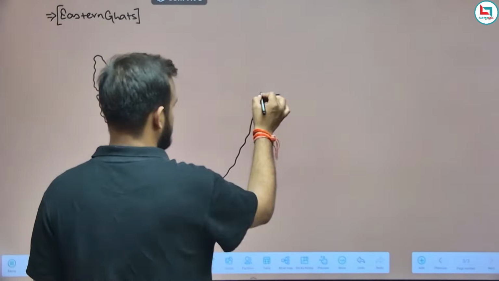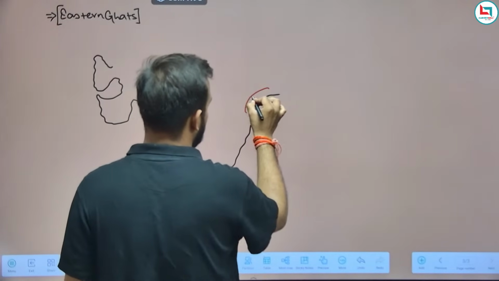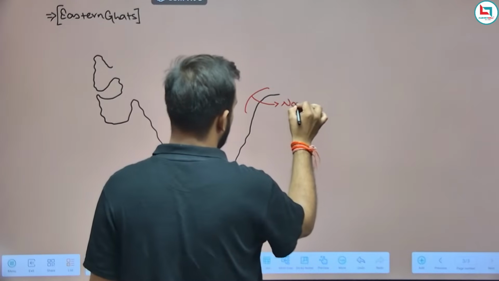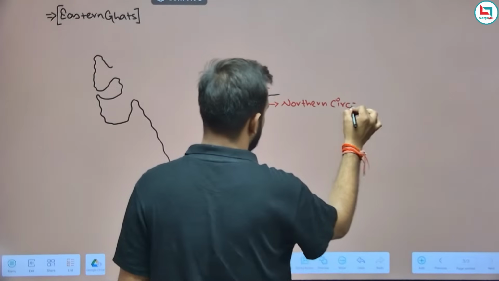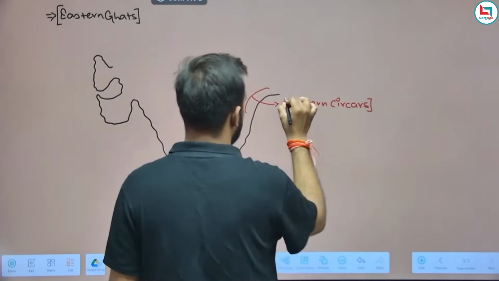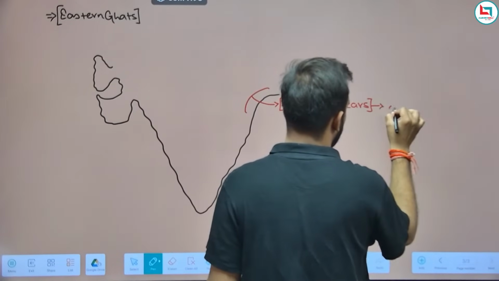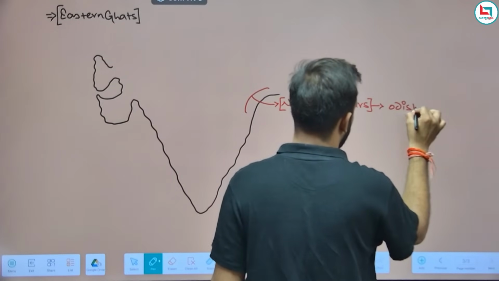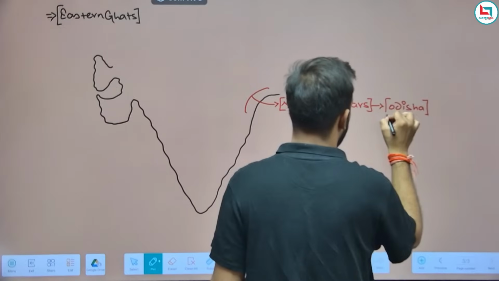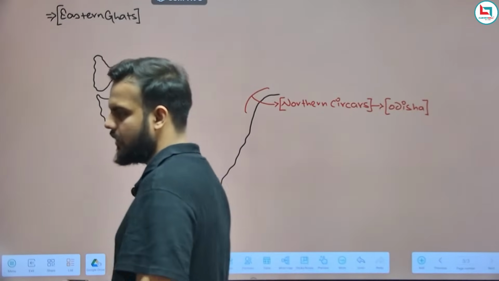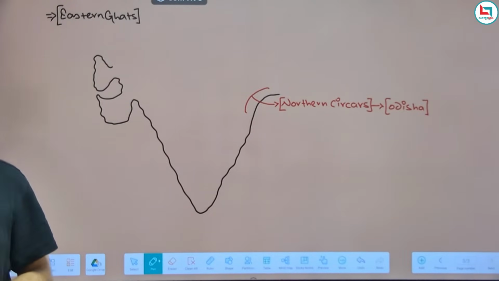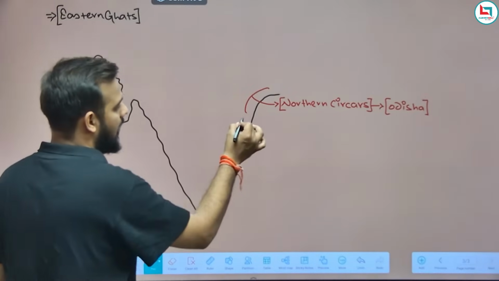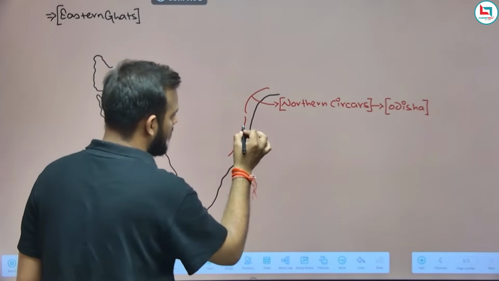Now, if we look towards the state of Odisha, there we have the presence of Northern Circars. When we come southward, to the state of Andhra Pradesh, there we have the presence of Nallamalla and Palakonda.